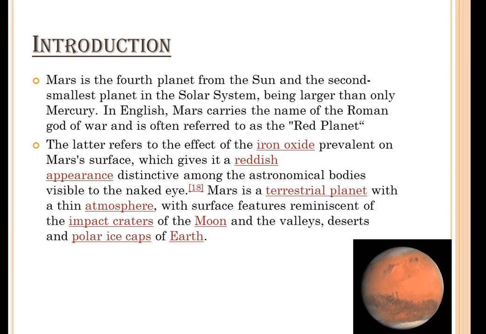So a question when we talk about Mars is, why is Mars so red? Well, I'm here to answer that. Mars is red because it contains a large amount of iron oxide on its surface, which gives it its reddish appearance. Mars is actually a terrestrial planet with a very thin atmosphere, and it has impact craters just like those of the moon, and valleys, deserts, and polar ice caps just like those of the Earth.